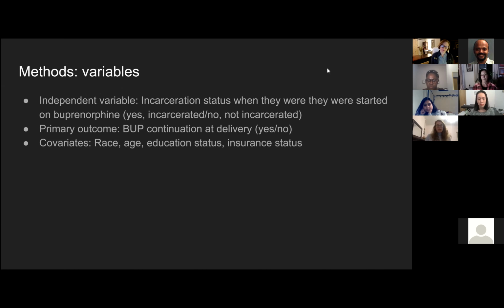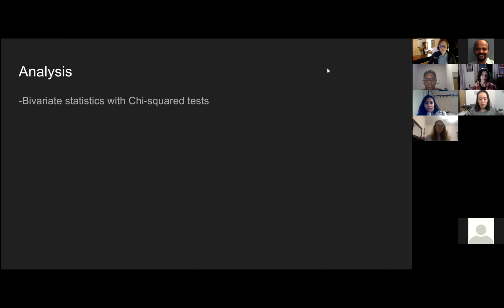And then the covariates we also looked at were race, age, education status, and insurance status. And we also looked at incarceration status at delivery. So obviously people can move in and out of incarceration, particularly in this population, so it's important to look at how that is happening over time as well. This is just for all the stats people, but it was really simple bivariate statistics with chi-squared tests. Like I said, our population was small, so we didn't do any regressions or anything too fancy.